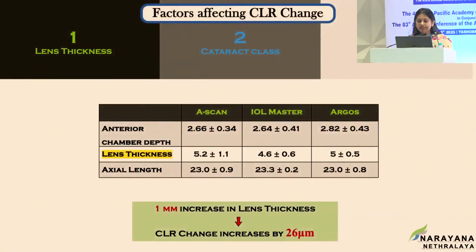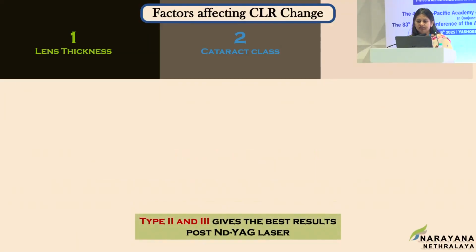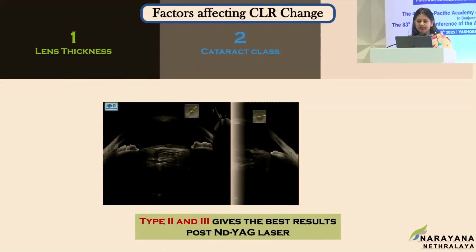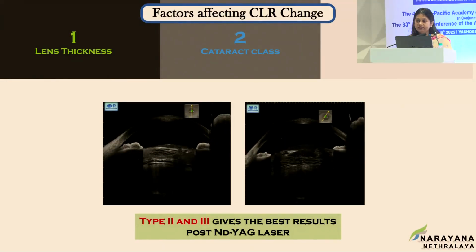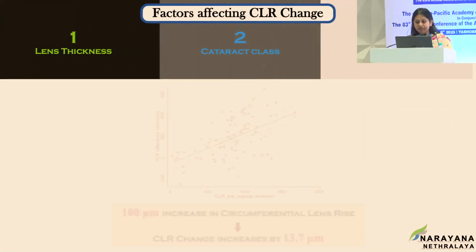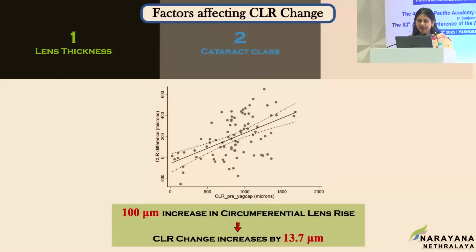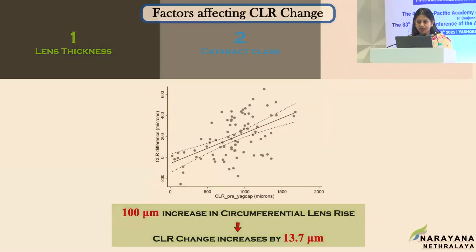When we did a multiple regression analysis, we found 3 factors which were significant. One is the lens thickness. A 1 mm increase in lens thickness caused a CLR change, that is the effect of YAG, increased by 26 micron. The cataract class, as we saw, type 2 and type 3 gives you the best results. And third is the pre-CLR, that is the lens rise. A 100 micron increase of CLR caused an effect of 13.7 micron.